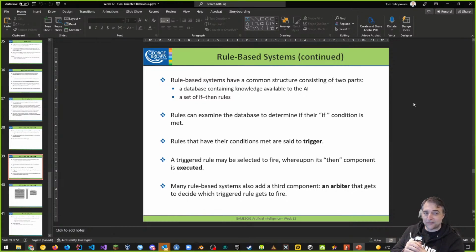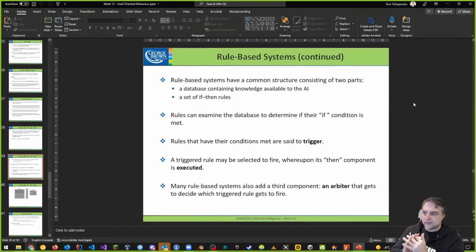All right, if-then scenarios. Going back to what we're doing with state machines, we think about if-then-else and wonder, why would I use if-then-else if I can use a fully fledged state machine? Rules can examine the database to determine if their if condition is met, and rules that have their conditions met are said to be triggered. A triggered rule may be selected to fire, so to act, whereupon its then component is executed. So we check whether the if condition is satisfied, and once it is, the rule is triggered and the then component is executed.